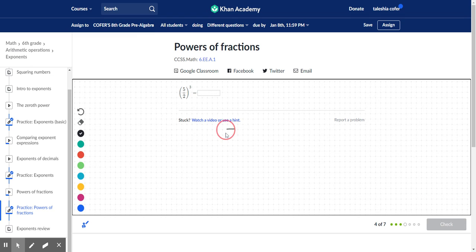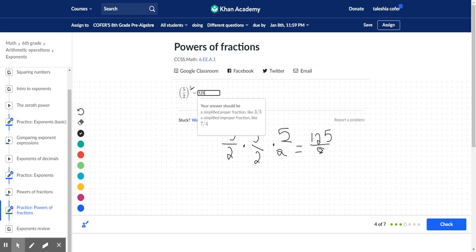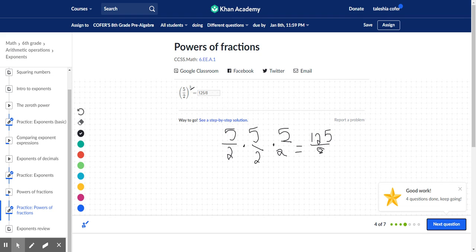This one I have 5/2, and they want me to use my exponent of 3. That means they want me to take 3 of them and multiply it by itself. 5 times 5 is 25, and 25 times 5 is 125. So that's my numerator. And at the bottom, I have 2 times 2, which is 4, and 4 times 2 is 8. So I know that my denominator is 8. My answer is 125 over 8.